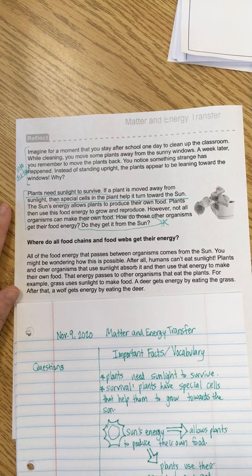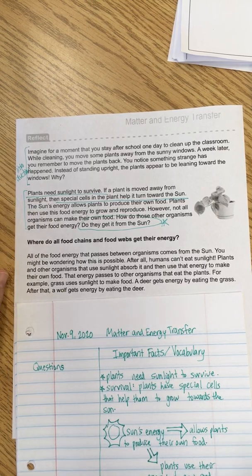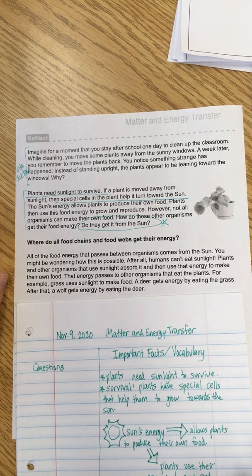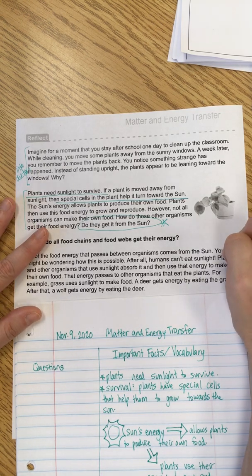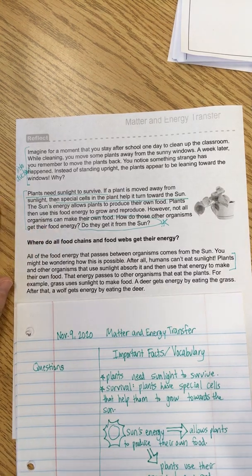You might be wondering how this is possible. After all, humans can't eat sunlight. Hang on, I've got to read that again. I didn't read that well. Plants and other organisms that use sunlight absorb it and then use that energy to make their own food. That energy passes to other organisms that eat the plants.